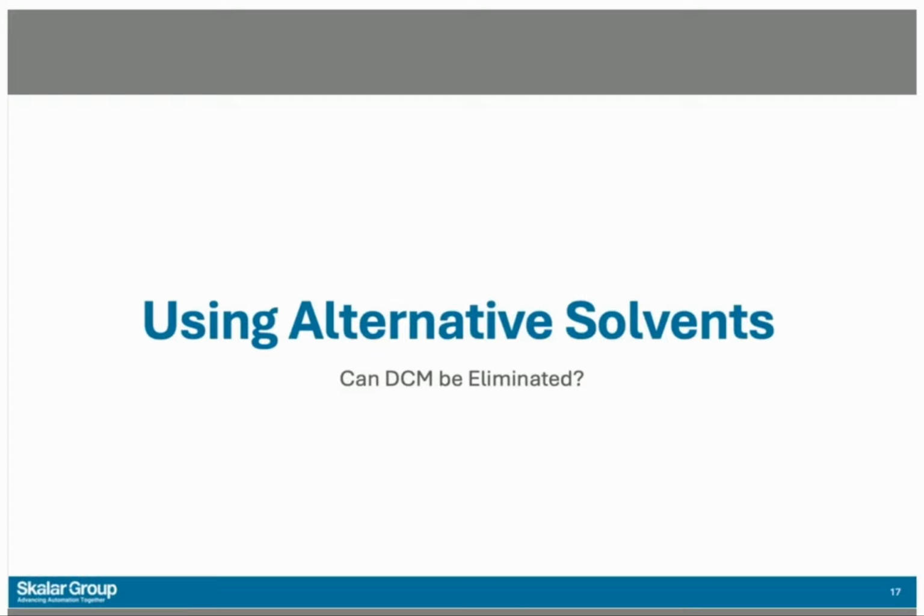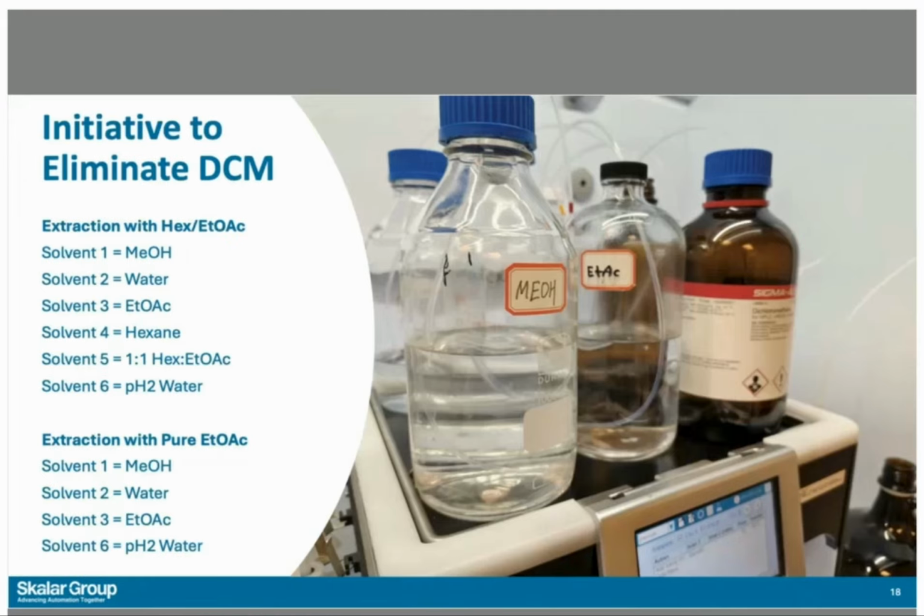So, alternative solvents. Can DCM be eliminated? That would be a fantastic goal to achieve. That's what we set out to test. And so we did 2 variations on a solvent substitution. The first variation essentially substitutes in hexane instead of DCM. You can see solvent 4 is pure hexane, and solvent 5 is a 1-to-1 mixture of hexane and ethyl acetate. And then the other variation we tried was just pure ethyl acetate as a substitute for the DCM.